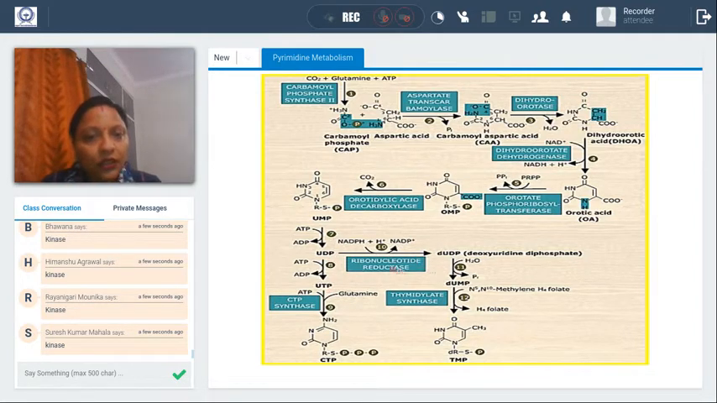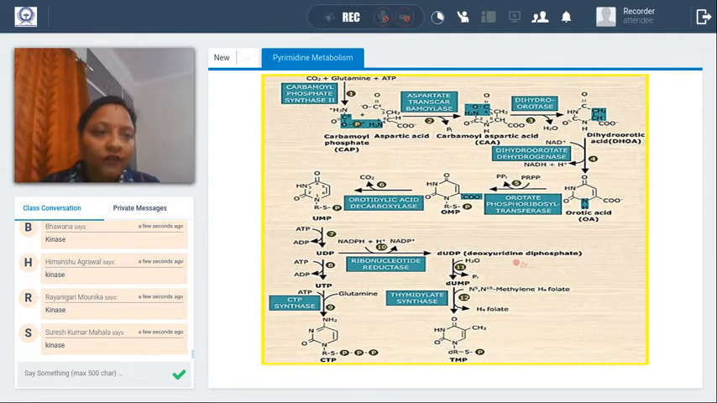Here one step is very important. From UDP you can get dUDP. What is dUDP? Deoxyuridine diphosphate. The enzyme is ribonucleotide reductase. You all know about this enzyme. We studied it in our previous class when we discussed the synthesis of purines: ADP forms dADP, likewise UDP gives dUDP. D is for deoxy. Always remember this D is for deoxyuridine diphosphate. The enzyme is ribonucleotide reductase, and the coenzyme used is NADPH.